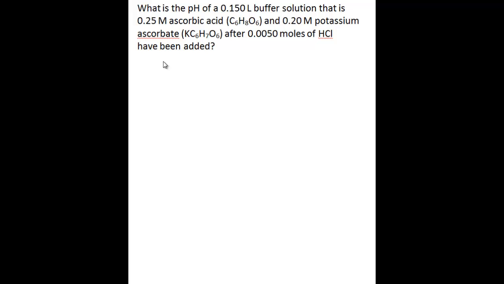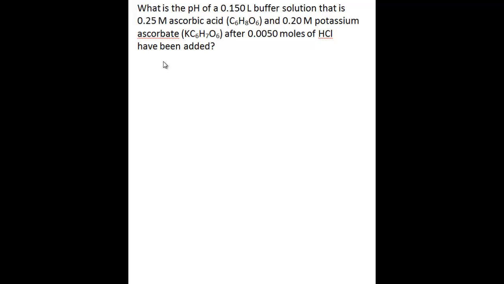For this video, I'll show you how to calculate the pH of a buffer solution containing an acid and also a salt containing the conjugate base of that acid when a strong acid is added. The problem asks you to find the pH of a 0.150 liter buffer solution that is 0.25 molar ascorbic acid and 0.20 molar potassium ascorbate, after 0.0050 moles of hydrochloric acid have been added.